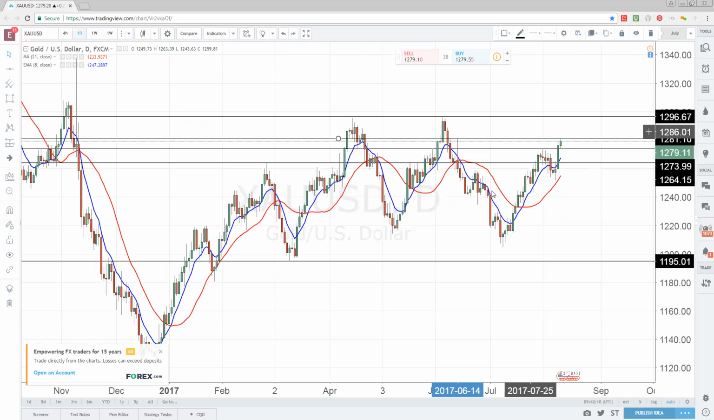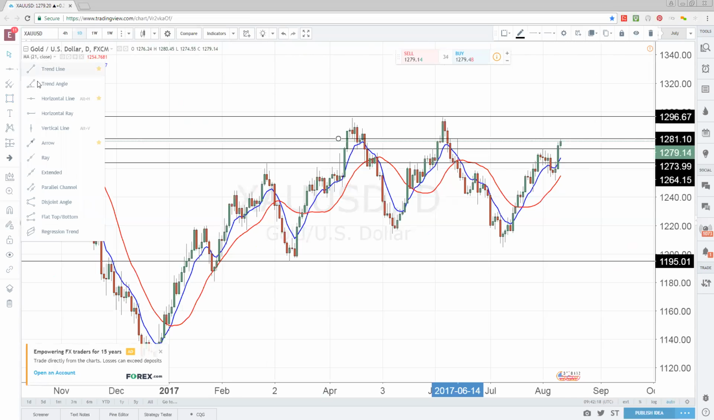Now, after drawing this channel, after drawing this resistance and support line, what do I do? I go in and I draw my trend line. See?